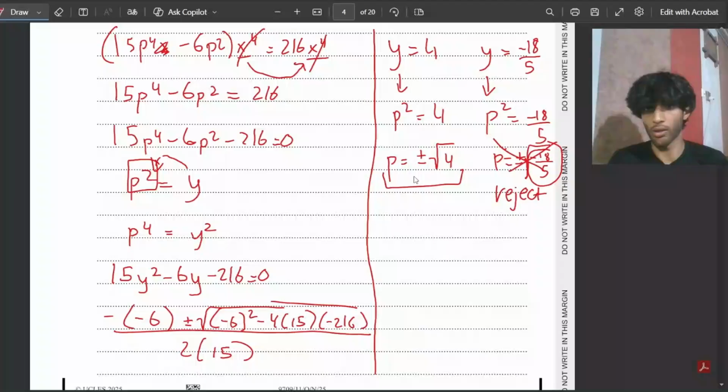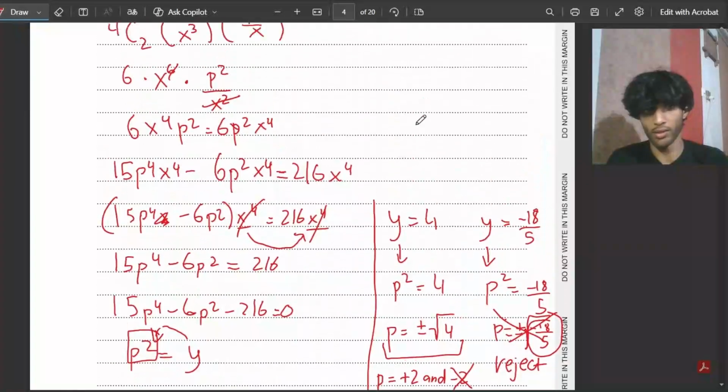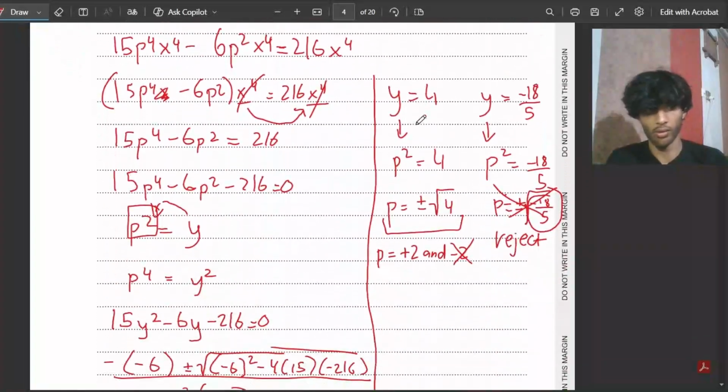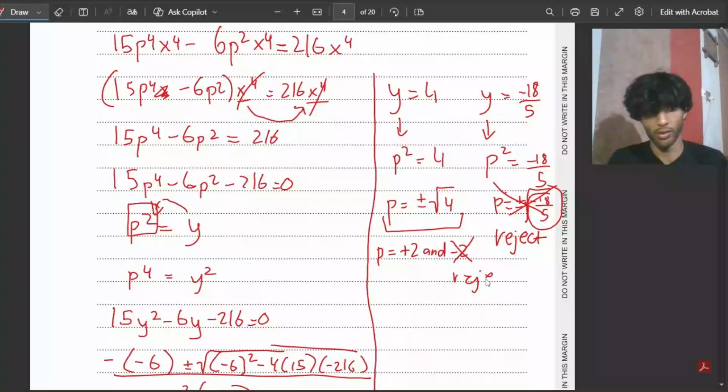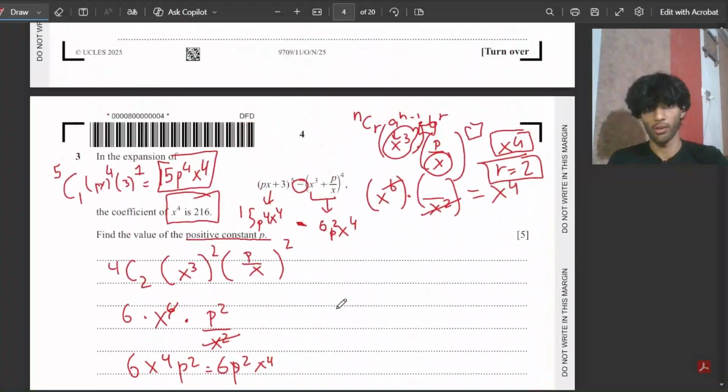So you're going to get, what's under root 4? Under root 4 is 2. So you're going to get p equals plus 2 and p equals minus 2. But can you choose negative 2? No, you cannot. Why? Because p is a positive constant. That's what they tell you at the start. So you reject this value as well. So this is your final answer, p equals plus 2. And there we have it. That's question number 3 for you guys.